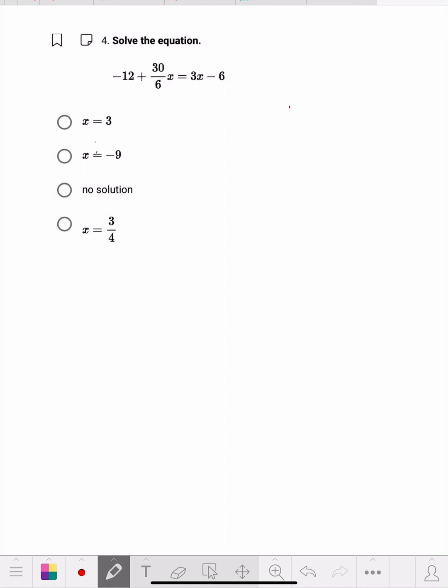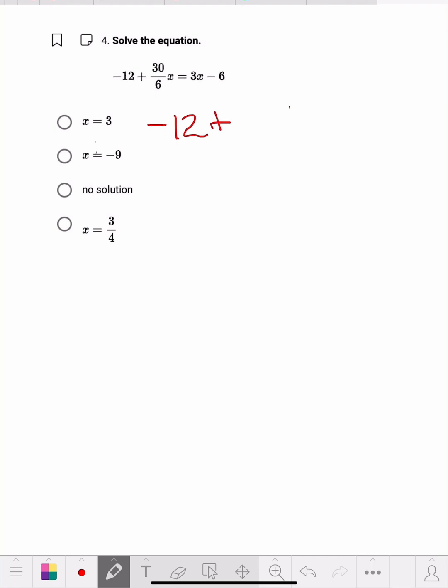So hey, let's start with this one. Now, solve the equation. What I do here, I'd look at real quick, and I'd see 30 over 6. I can reduce that real fast because I know 6 goes into 30 five times. So let's rewrite this and put it as 5x. So we got a negative 12 plus 5x because I just reduced it.